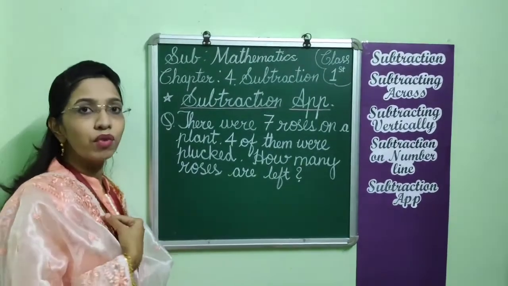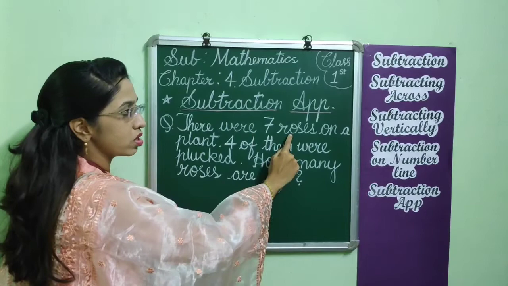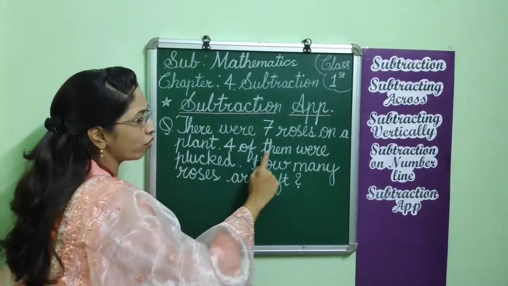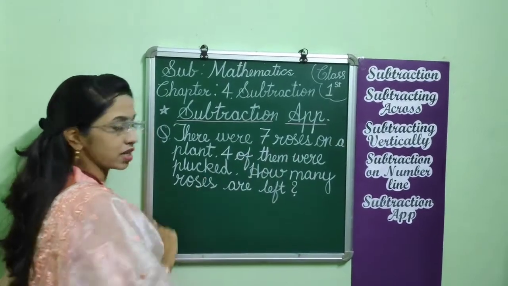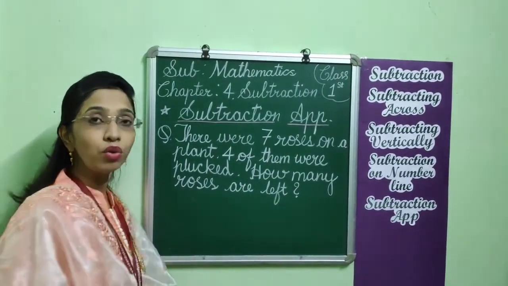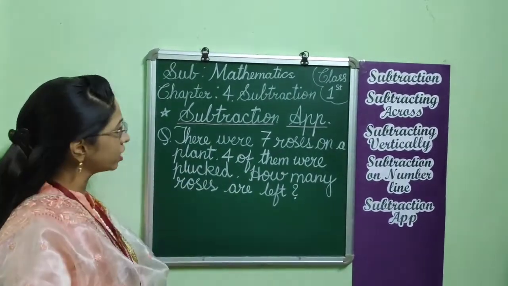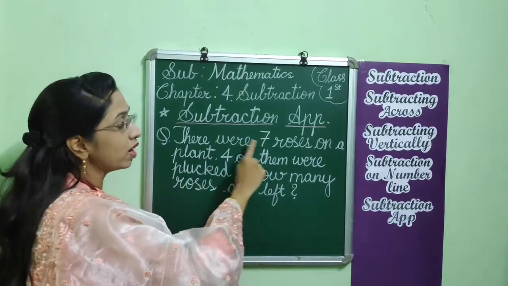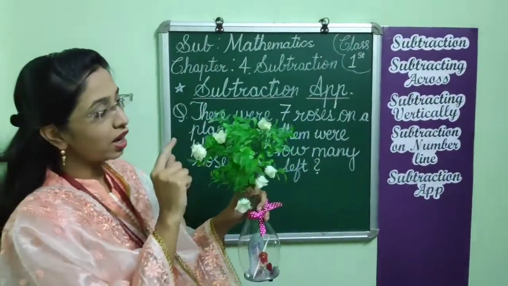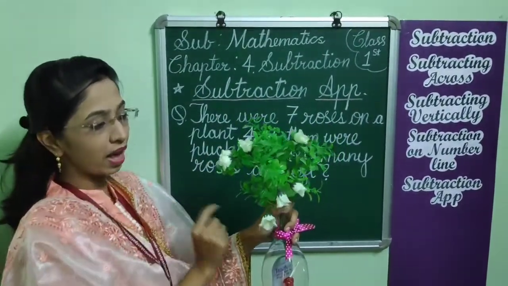Now read with me. There were 7 roses on a plant. 4 of them were plucked. How many roses are left? Now you have to solve this problem. Look at here, children. What are they saying? There were 7 roses on a plant.